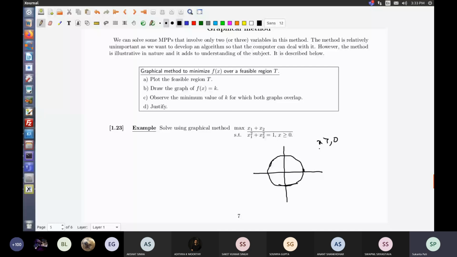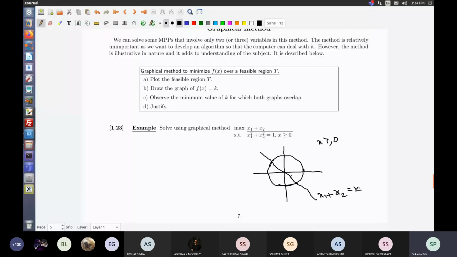Okay, that is the feasible region I have done. Then draw the graph of f(x) equal to k. Here, for example, I have f(x) equal to x1 plus x2. So I have to draw a graph for x1 plus x2 equal to k. I will choose x1 plus x2 equal to 0, which is a line of this form. So this is x1 plus x2 equal to some k. Here it is 0.